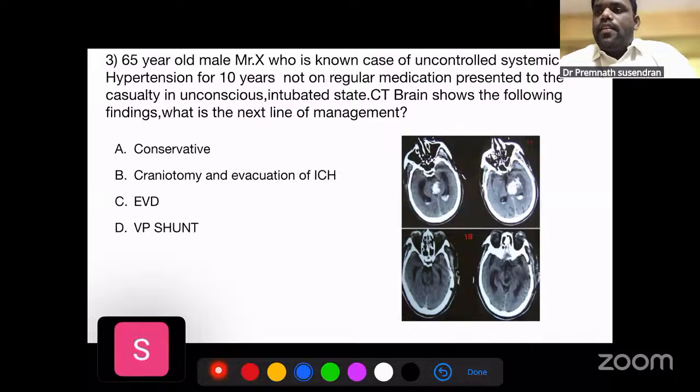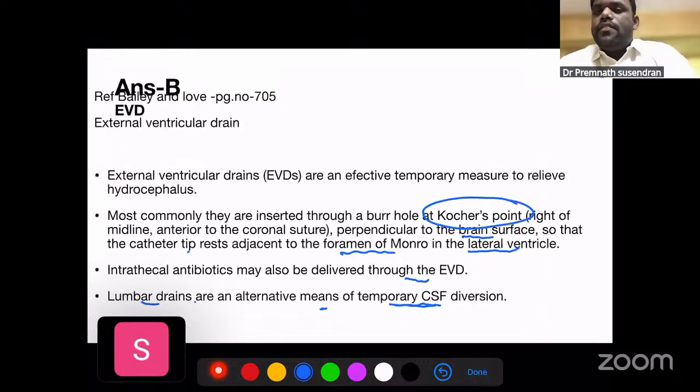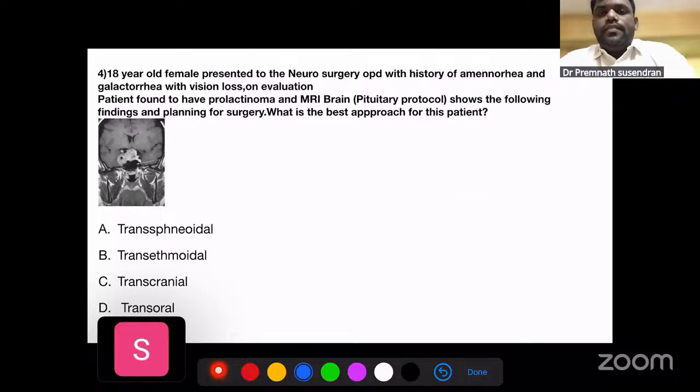So this is a case of a pontine hemorrhage. The patient presented with the IVH with hydrocephalus. So for immediate management, you have to go for EVD. Next, an 18-year-old female presented to the neurosurgery OPD with a history of amenorrhea, galactorrhea with vision loss.